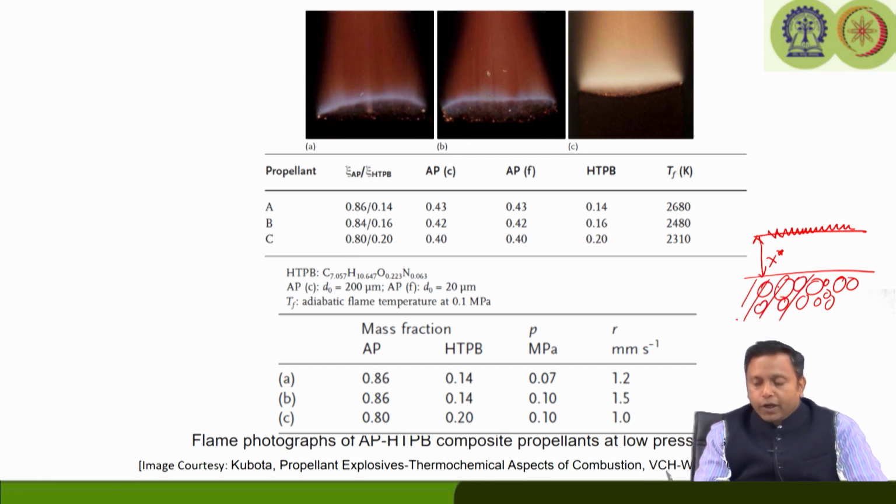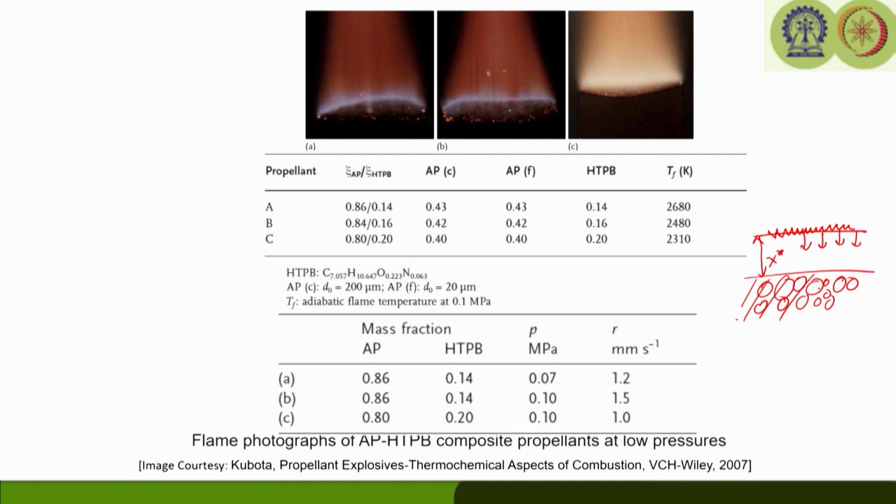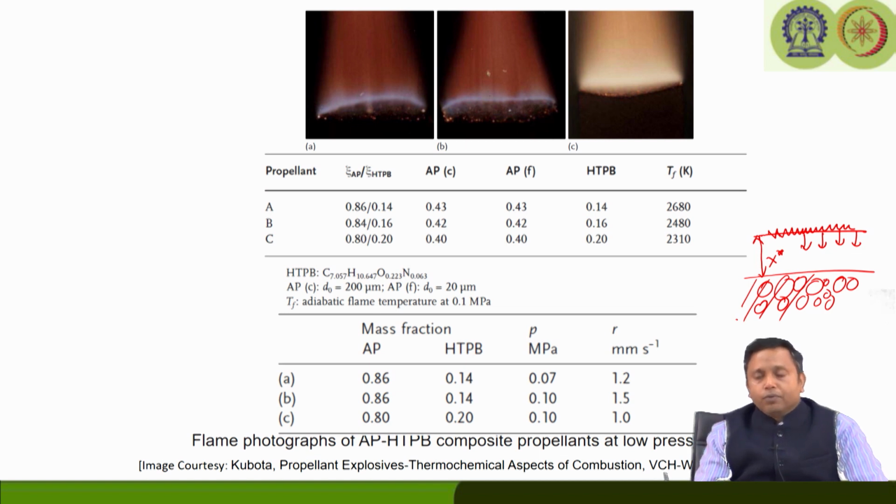So, the flame is located at a certain distance from the propellant surface, which is providing heat to the propellant surface for further decomposition of the ammonium perchlorate crystals as well as the pyrolysis of the polymeric fuel. That is the basic of the combustion process of composite propellants.